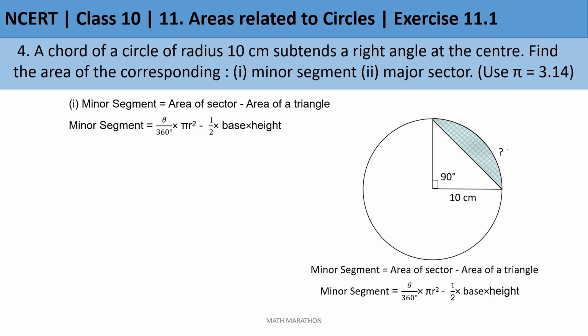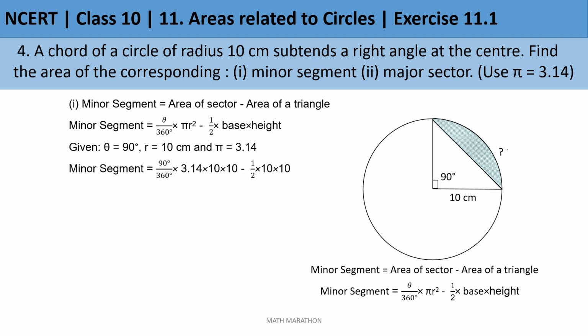Minor segment is equal to theta by 360 multiplied by pi r square minus half of base multiplied by height. We have the following information. Theta is 90. Radius r is 10 centimeter. And pi is 3.14. Minor segment is equal to theta, which is 90, by 360 multiplied by pi, which is 3.14, r square, which is 10 square, minus half of base, which is 10, multiplied by height, which is 10.